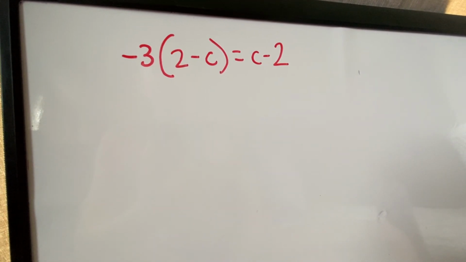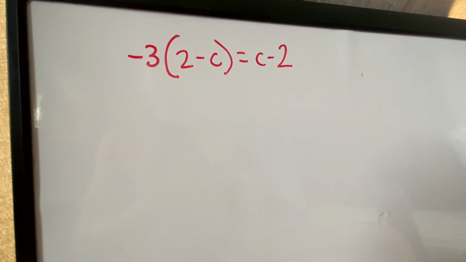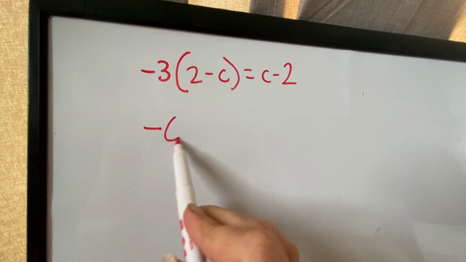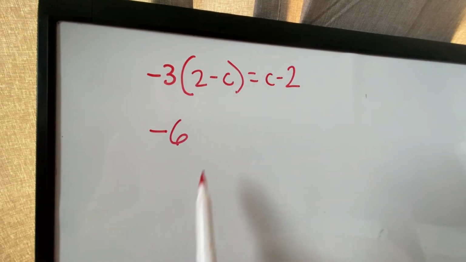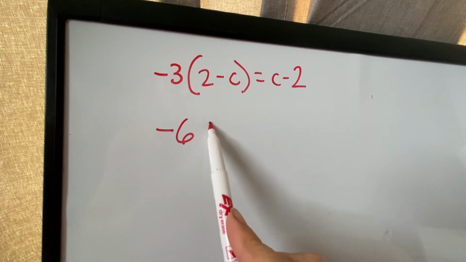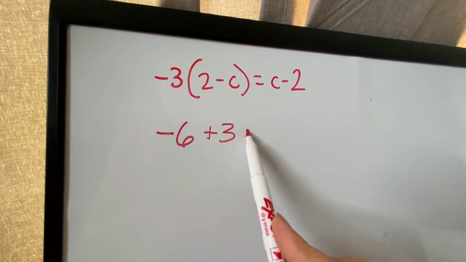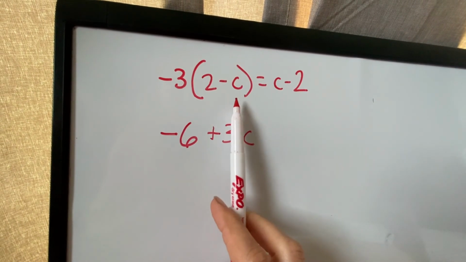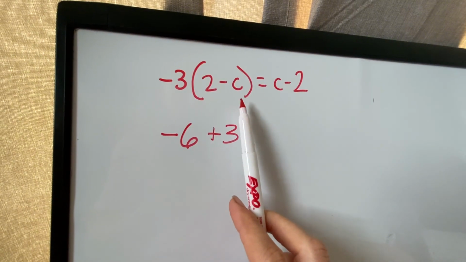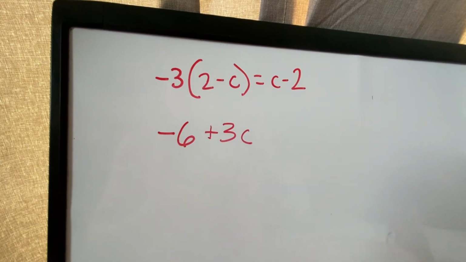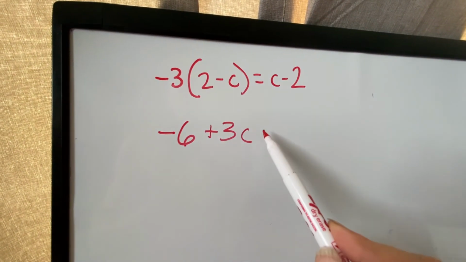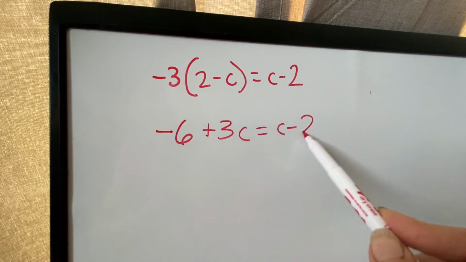So first it says to eliminate the parentheses. To do that, we have to distribute. Negative 3 times 2 is negative 6. Negative 3 times negative c. A negative times negative is a positive, so this becomes positive 3c. Remember, you're treating c like a number, okay? Any number, negative 3 times something else, is going to be those two numbers times by each other, okay? The answer is just going to be positive. Okay, then we have c minus 2.